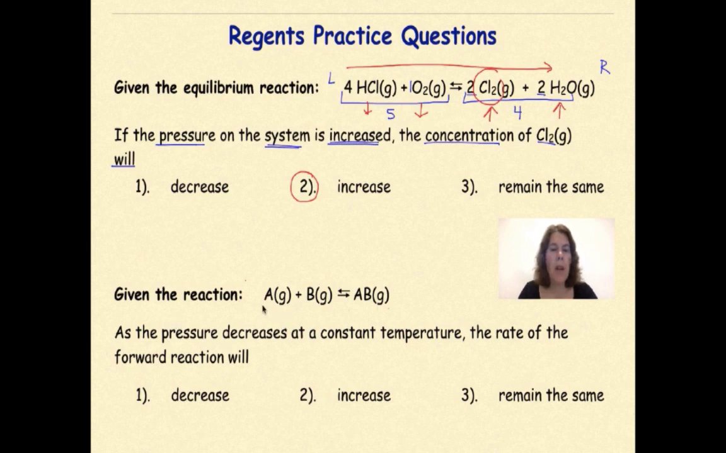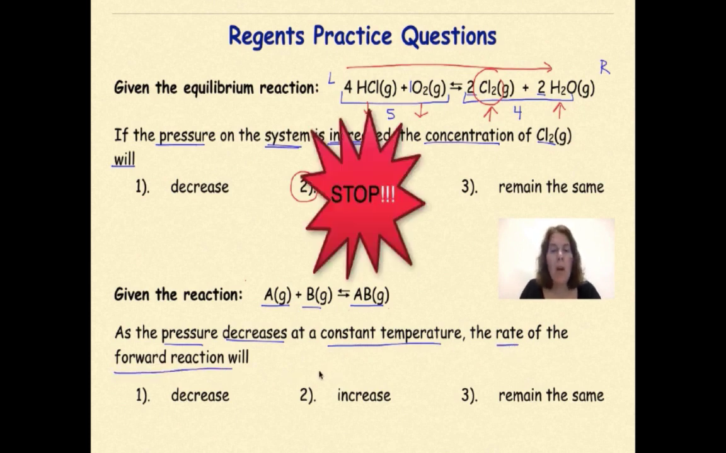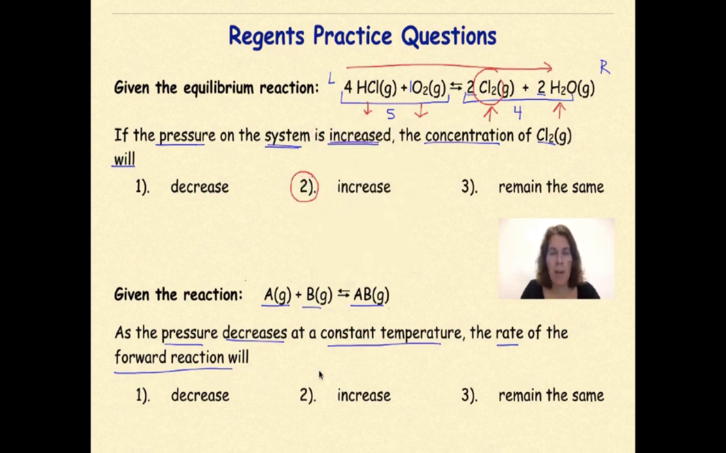Given the reaction, A plus B yields AB. As the pressure decreases at a constant temperature, the rate of the forward reaction will, I'd like you to stop, reread the question, select an answer, and let's see how you did. Welcome back. Let's see how you did.